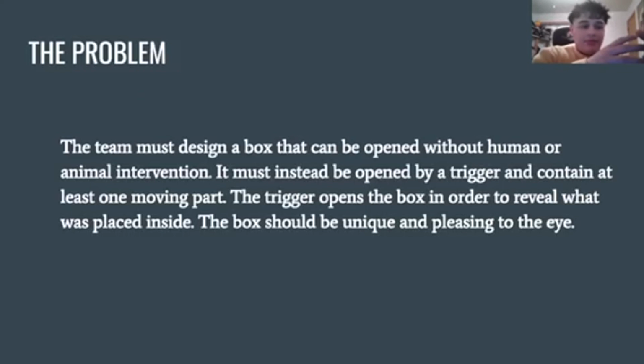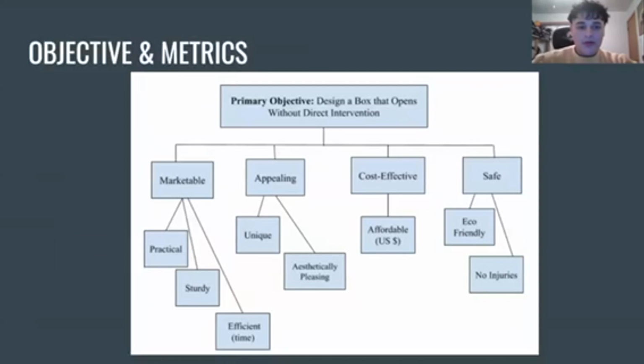We also want it to be pleasing to the eyes. We want it to look nice, be simple, and be straightforward. Let's proceed. Objective and metrics. Our primary objective is to design a box that opens without direct intervention, as stated in the previous slide. This breaks up into four categories. The first one being marketable.